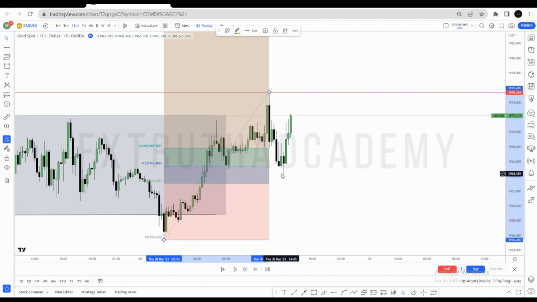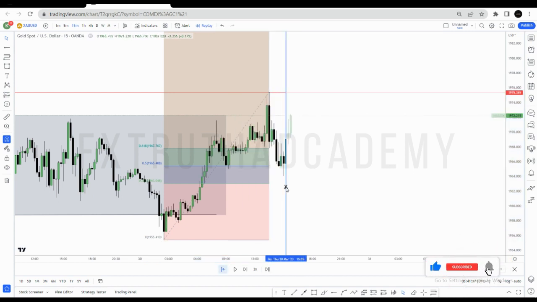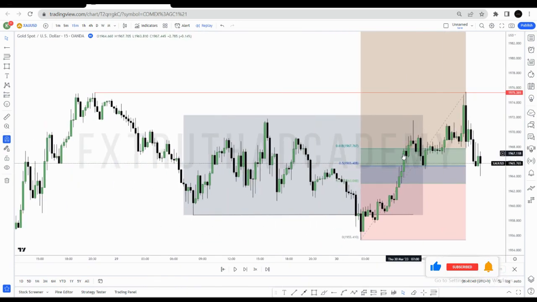Good. And right there we can see how price came all the way to the 50% retracement level and gave us a rejection right there. So I'll clear that out. That's a weak rejection right there. It's a clear-cut indication that we can start buying. You know what I'm saying?